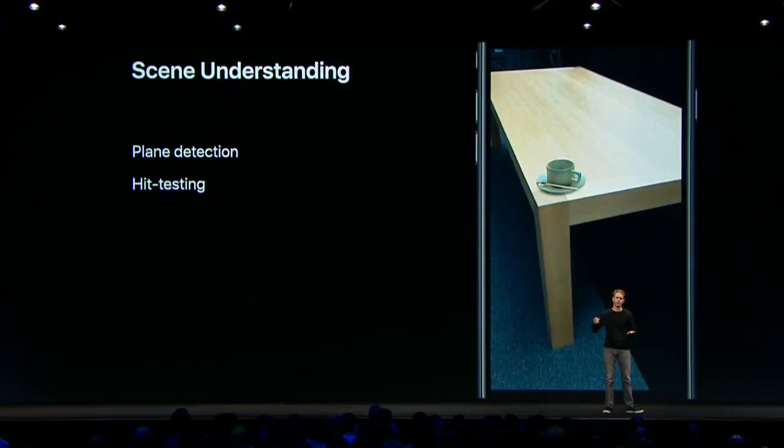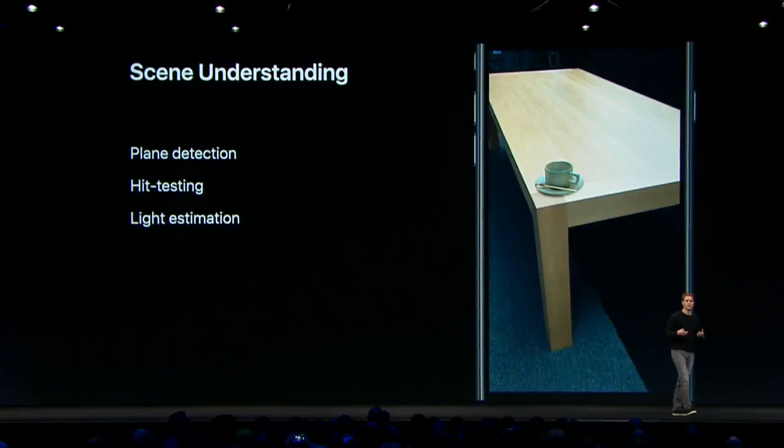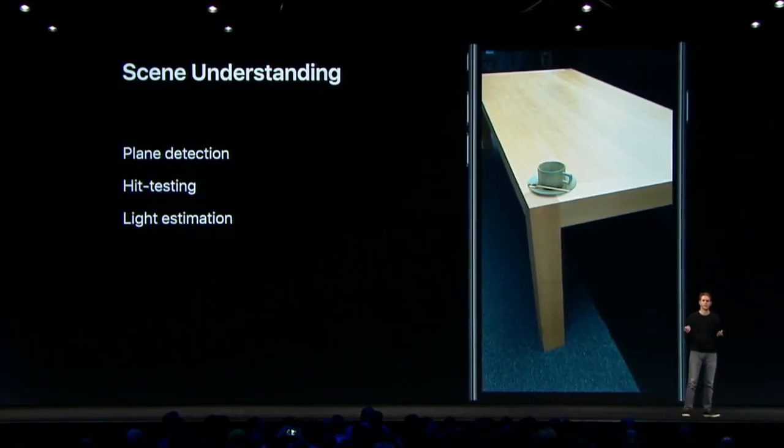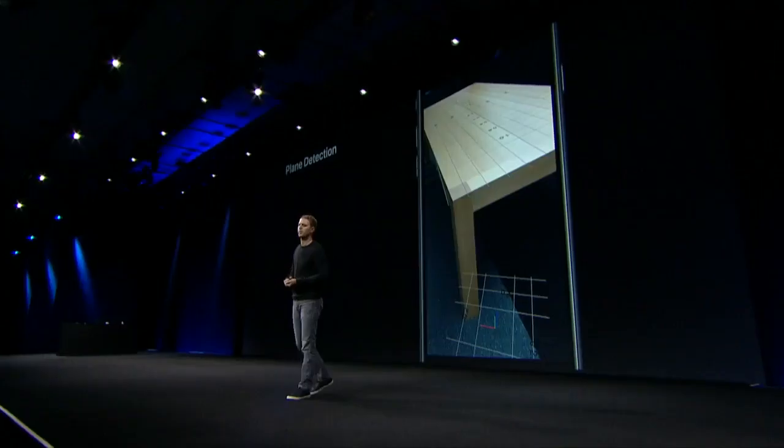This involves sending a ray from our device and intersecting it with the real world in order to find this coordinate. And third, in order to place this object in a realistic way, we need a light estimation to match the lighting of our environment. Let's have a look at each one of those three things, starting with plane detection.